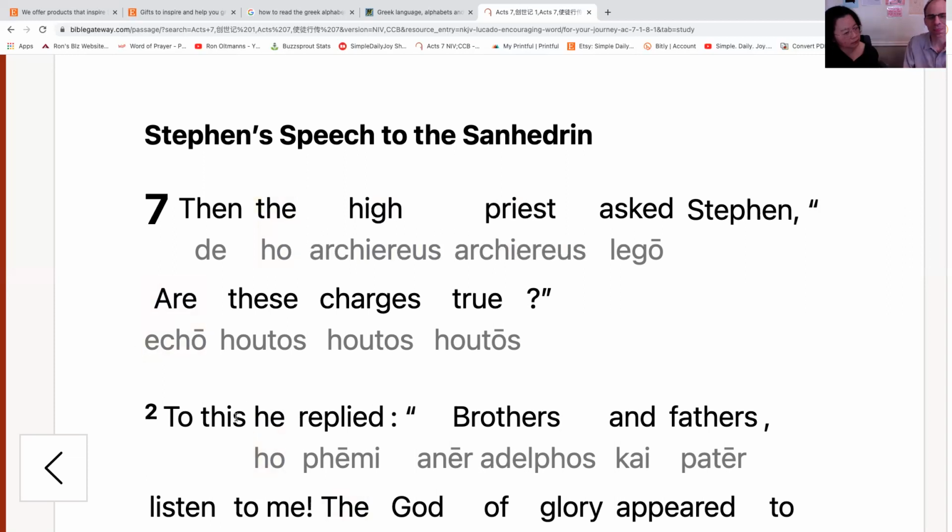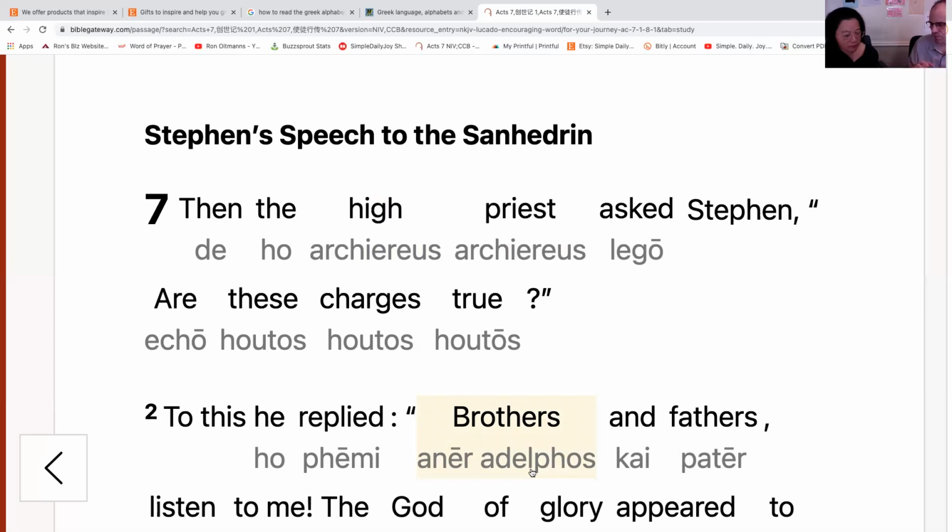Then the next line, verse 2, says, "To this he replied," and this is again Stephen replying to the high priest, and he says, "ho femi," which would literally be "the one said." "Brothers and fathers," aner adelphos kai pater. This is interesting because we just have one word in English, brothers, but underlying it there are two words in Greek, and aner is the generic word for man. So aner means man.